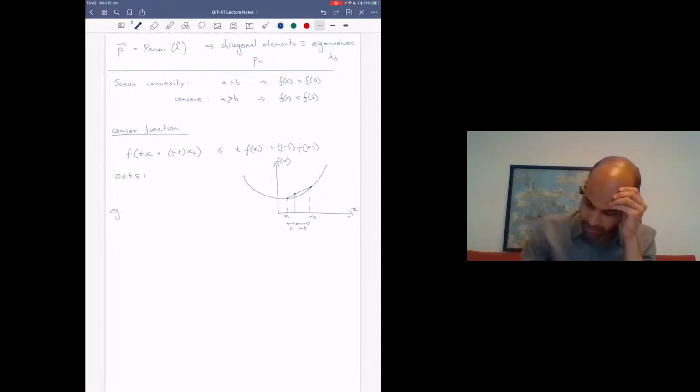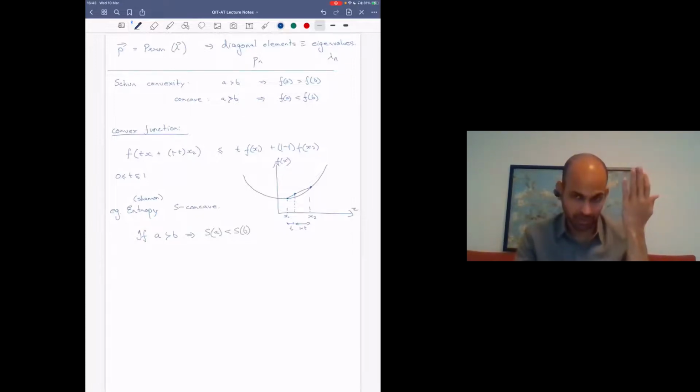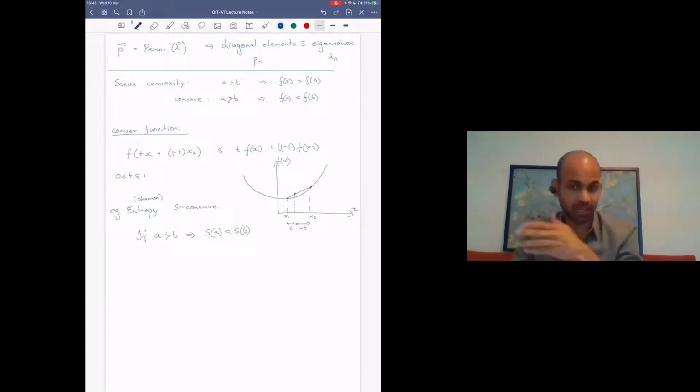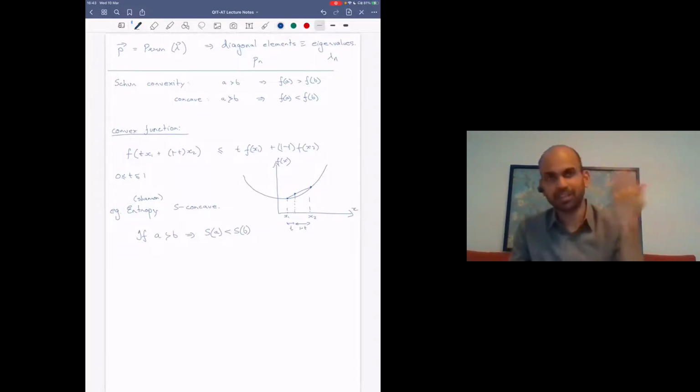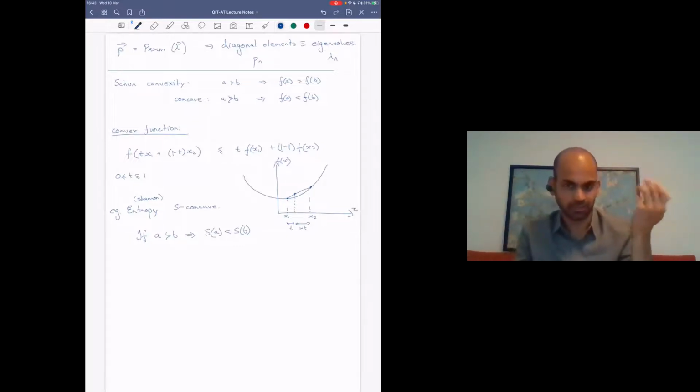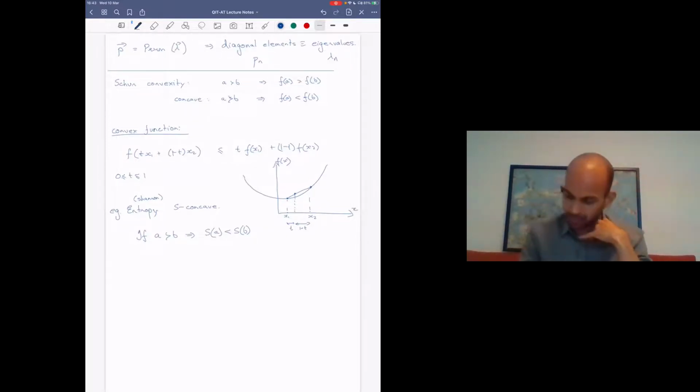So examples of the following: entropy, for instance, and by entropy, I mean the Shannon entropy on the vector, is Schur concave. So if A majorizes B, then S of A is always less than S of B. This also coincides with what we saw before, that the state that majorizes every other state is the pure state, which has 0 entropy. And the state that is majorized by every other state is the maximally mixed distribution, which, as we know, is also the one with maximum entropy.